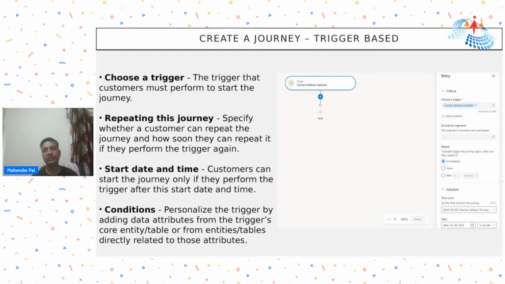So these basically define when this journey is going to start, whether it will repeat or not, and what the trigger condition will be for when it starts, right?